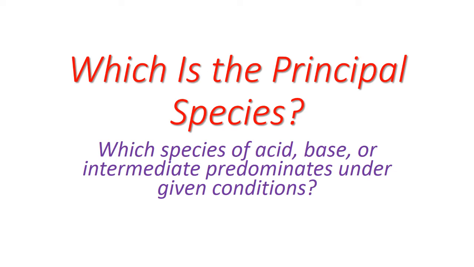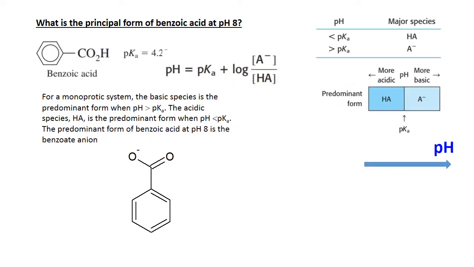When we talk about multi-protic acids and bases, we always have a question. Which is the principal species at some particular acidity? Which species of acid, base, or intermediate predominates under given conditions? Let's look at a simple example. What is the principal form of benzoic acid at pH 8?